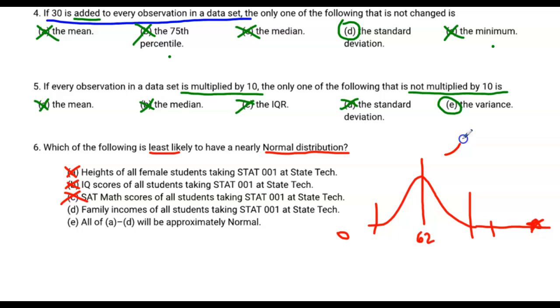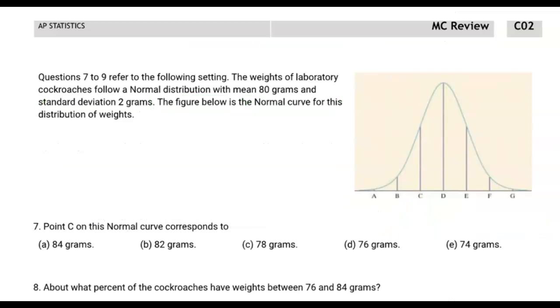It would probably look more like this. It would probably look more like a tail-right, skew-right distribution, with most of the incomes being here, but there being some significant outliers to the right. So the correct answer is family incomes are probably not going to have that normal distribution that we're looking for.